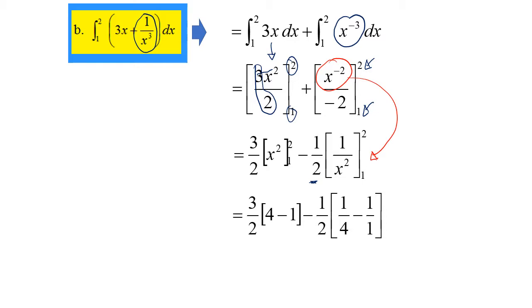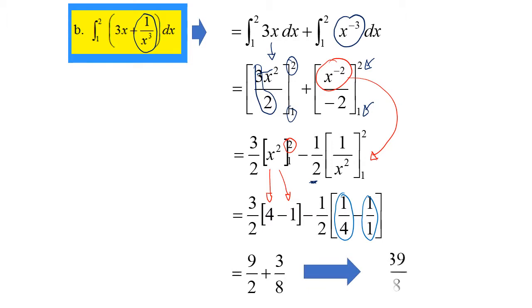First, substitute x equal to 2 into x squared. 2 squared is equal to 4, and when we substitute x equal to 1, we have 1. So that is 4 minus 1. For our second term, when we substitute x equal to 2, it is 1 over 2 squared, so 1 over 4. When we substitute x equal to 1, it is 1 over 1 squared, so 1 over 1. When we simplify, it will be 9 over 2 plus 3 over 8, and the answer should be 39 over 8.